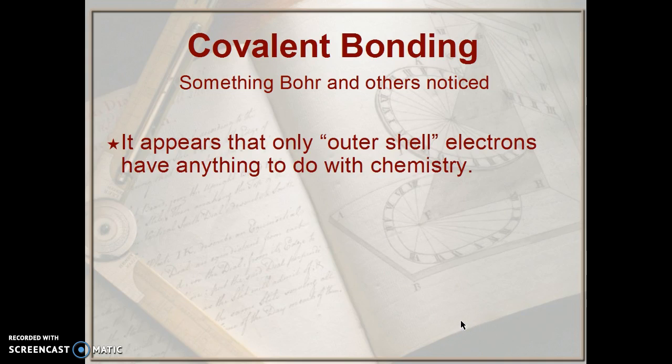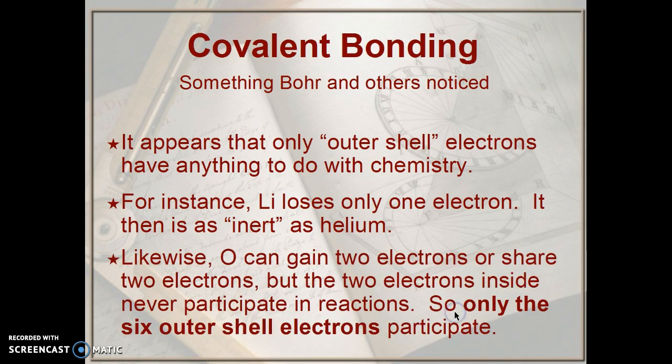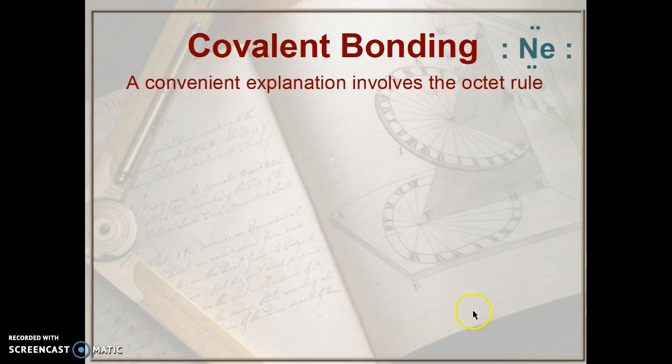Now, something Bohr and others noticed. It appeared that only outer shell electrons have anything to do with chemistry. For instance, lithium loses only one electron and then has two electrons. It's then as low energy as the helium atom is. Likewise, oxygen can gain two electrons or share two electrons, but it only does that with its 6 valence or outer shell electrons. The 2 core electrons inside in the first energy level never participate in chemical reactions.